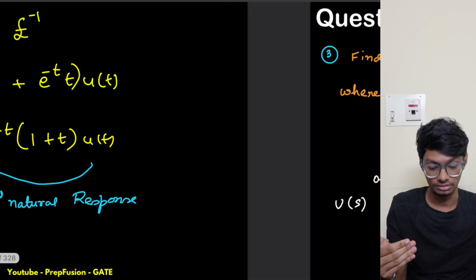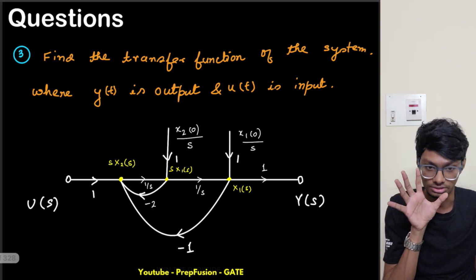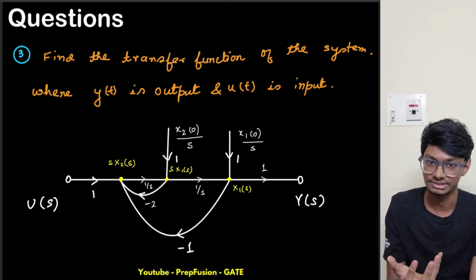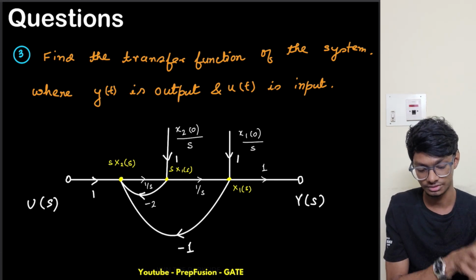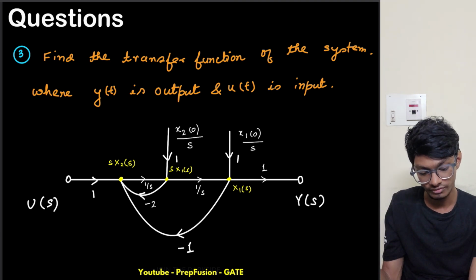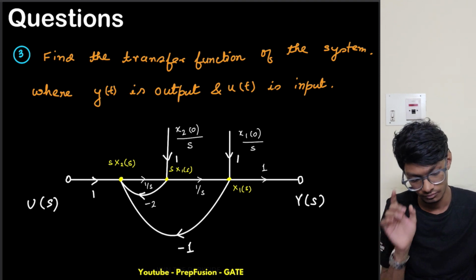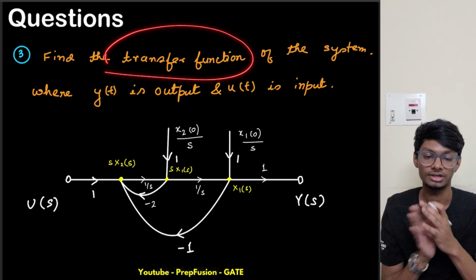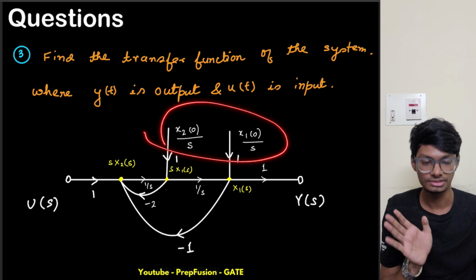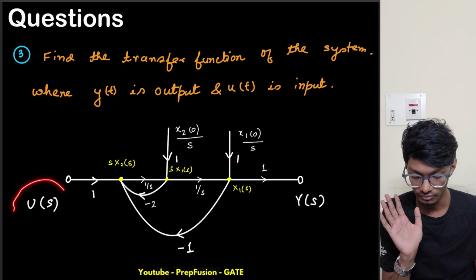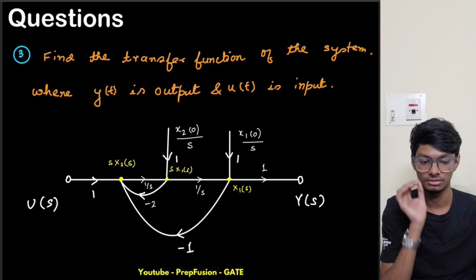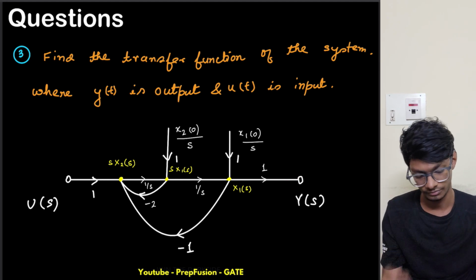Now let's solve another question here. This is a simpler question. The question is asking us to find the transfer function of the system where y of t is the output and u of t is the input. For the transfer function, we make the initial conditions 0. We have only one input and one output, so very simple, just use Mason's formula.